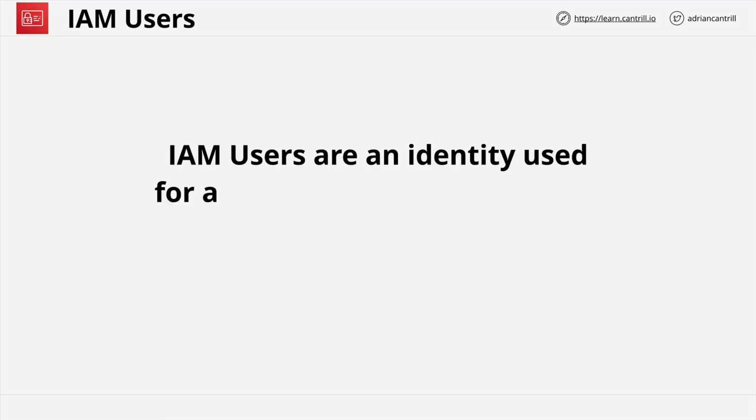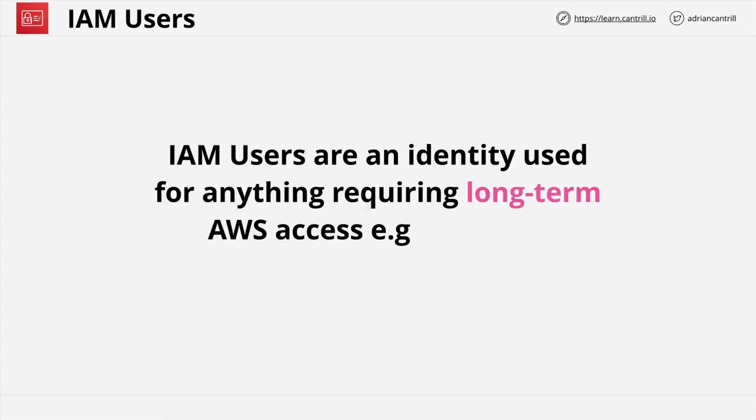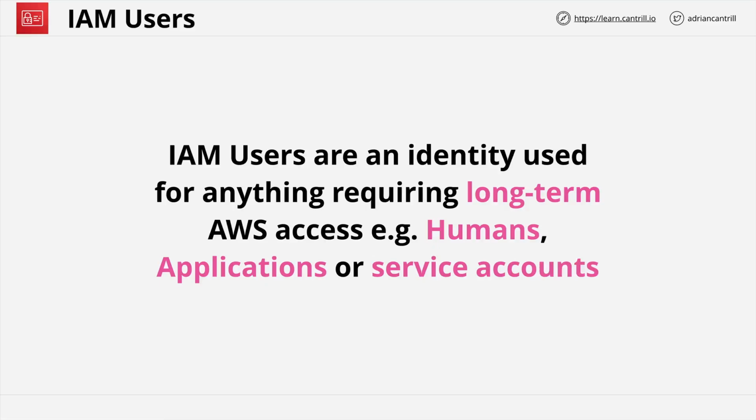So let's get started. Now, before I go into more detail, let's just establish a foundation. Let's use a definition. Simply put, IAM users are an identity used for anything requiring long-term AWS access. For example, humans, applications, or service accounts. If you need to give something access to your AWS account, and if you can picture one thing, one person or one application, so James from accounts, Mike from architecture, or Miles from development, 99% of the time you would use an IAM user.